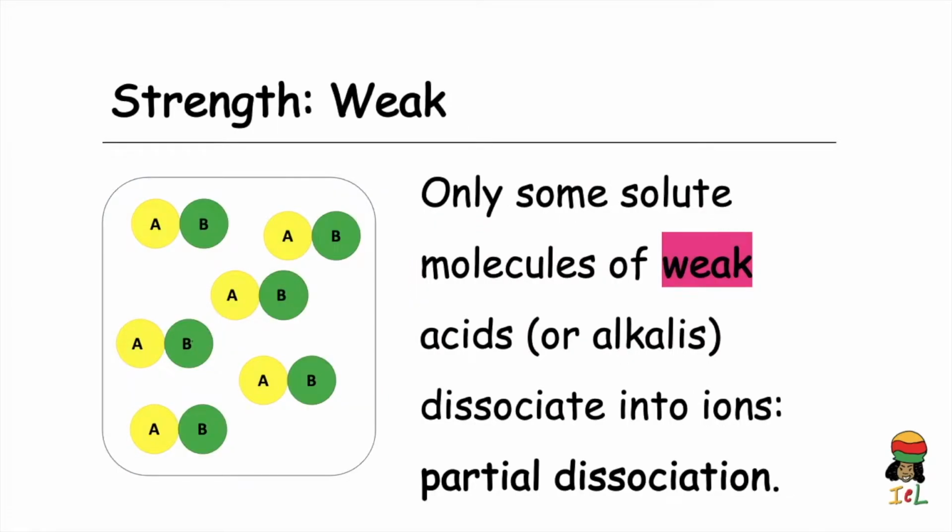Once again, look at the animation while the explanation is given for a weak acid or alkali. Now, the solute molecules of weak acids or alkalis will only partially ionize or dissociate in solution. Therefore, within a solution of a weak acid or alkali, there will be a mixture of the solute molecules, represented as AB, and a few cations, the positive ions, and anions, which are the negative ions.